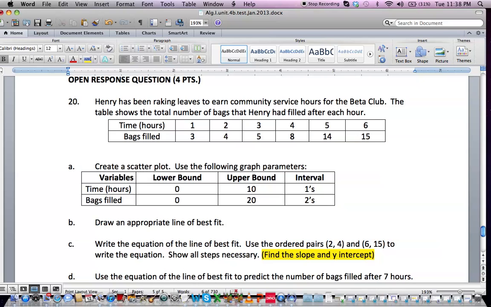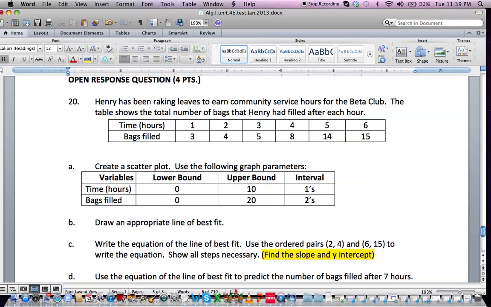Part B wants you to draw an appropriate line of best fit. So now once you get your data on the graph, you're going to draw a best fit line. Now, after you've done part A and part B, you're going to write an equation of the line of best fit. Use the ordered pairs (2, 4) and (6, 15) to write the equation. Show all steps necessary. What I suggest you do is find the slope of these 2 points, and then find the y-intercept after you find that slope from the points on your line.